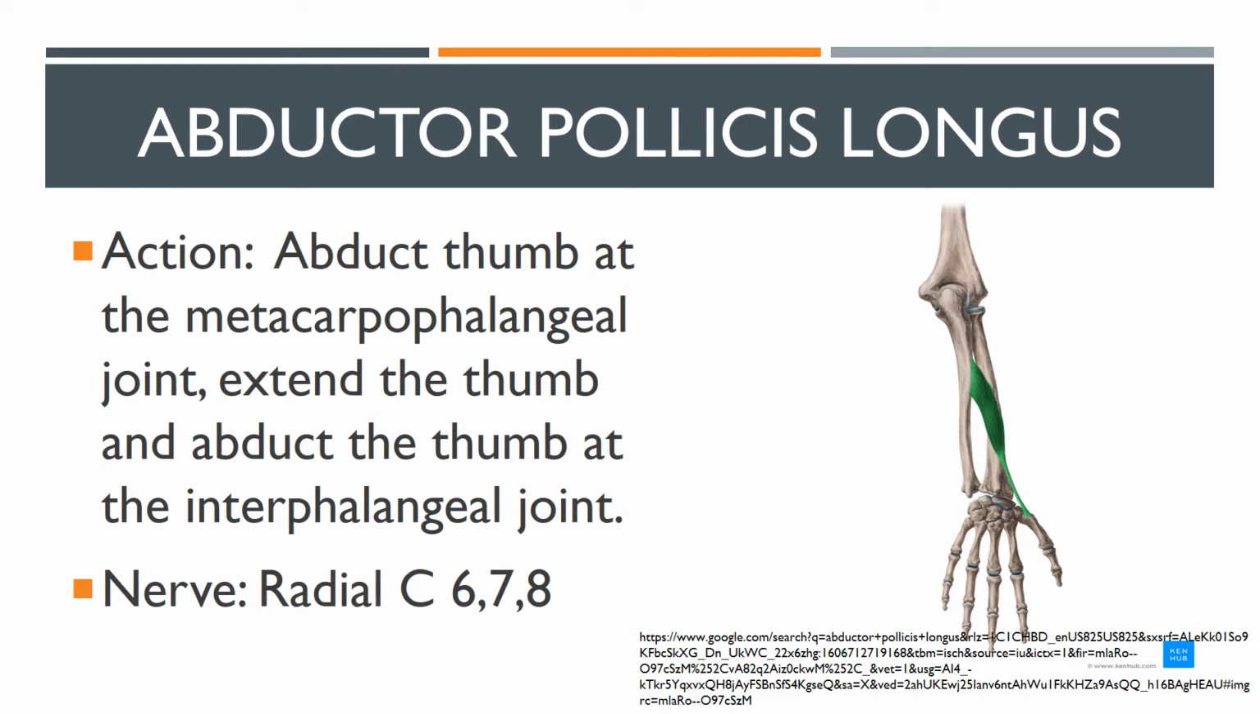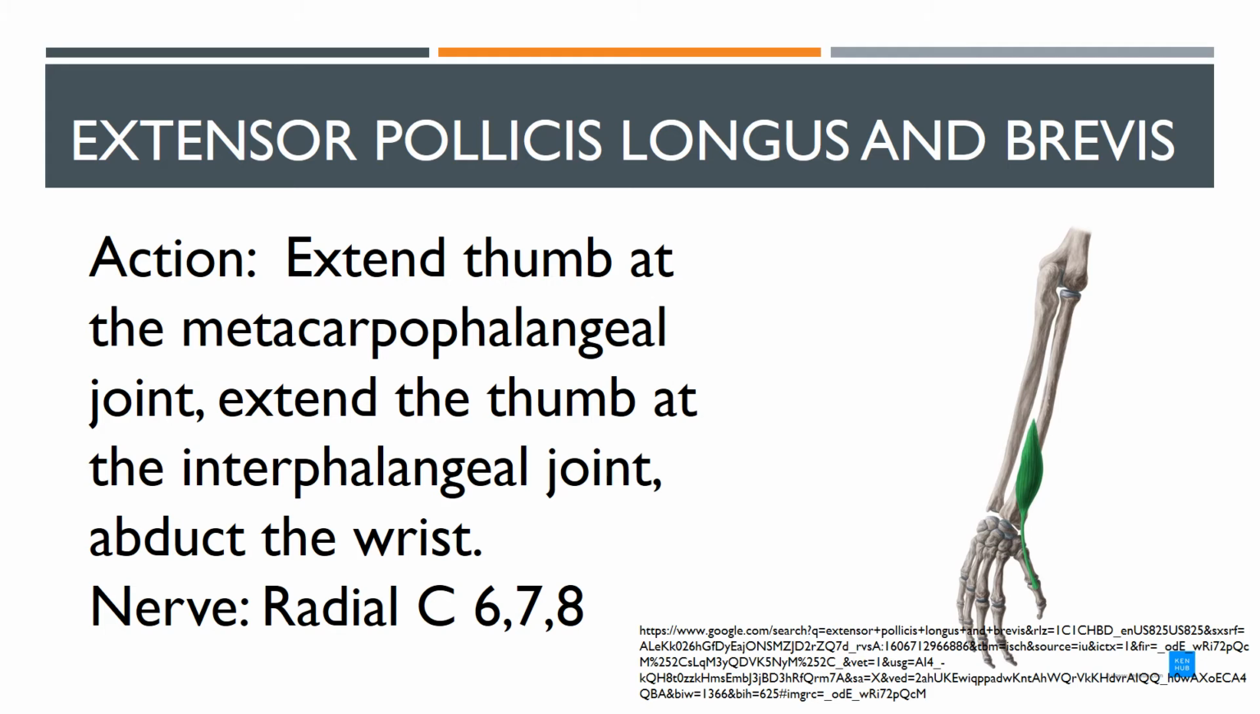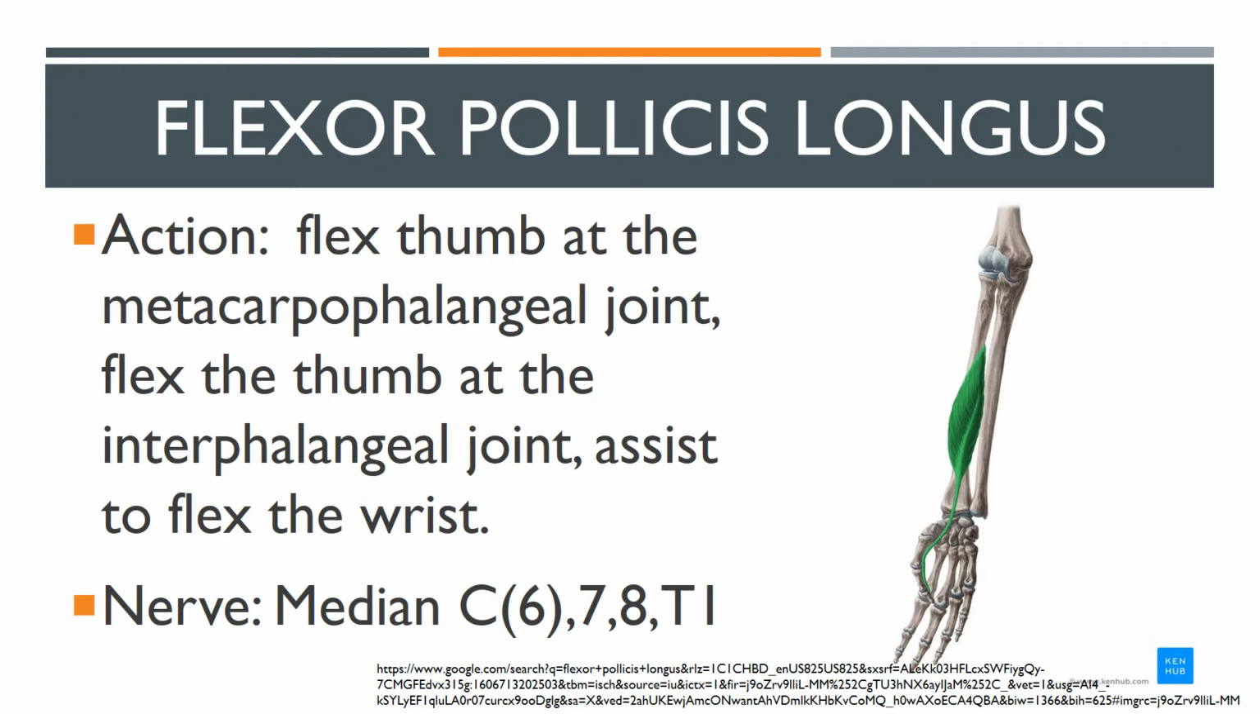Abductor pollicis longus abducts the thumb at the metacarpophalangeal joint. It also extends the thumb and adducts the thumb at the interphalangeal joint. The nerve is radial C6, 7, and 8. Extensor pollicis longus and brevis extend the thumb at the metacarpophalangeal joint. It also extends the thumb at the interphalangeal joint and abducts the wrist. The nerve is radial C6, 7, and 8.